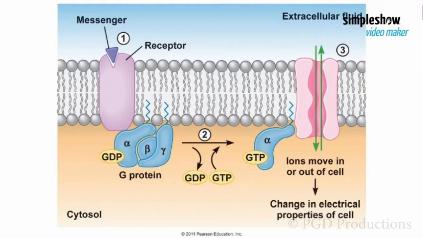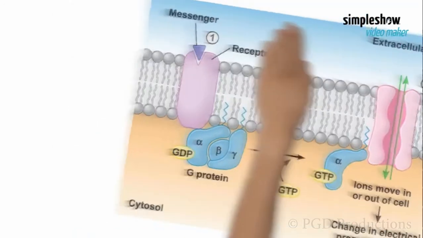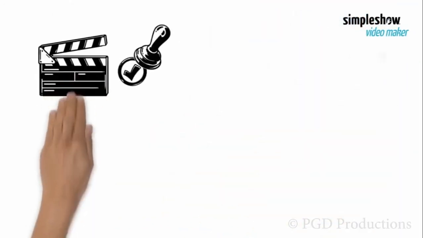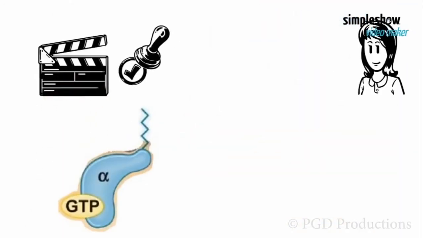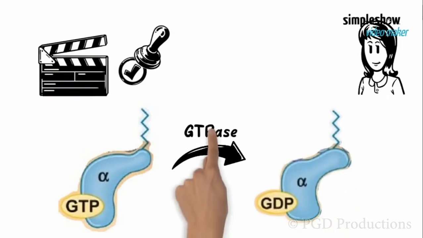When the G-protein is in the inactive state, GDP is bound to the alpha subunit. But when the messenger binds to the receptor, the G-protein releases GDP and binds GTP, and becomes activated. The GTP alpha subunit is released, and then moves to a target protein to mediate the next steps. After the action is done, the GTP alpha subunit deactivates itself by hydrolyzing GTP into GDP, via the inbuilt GTPase enzyme activity.